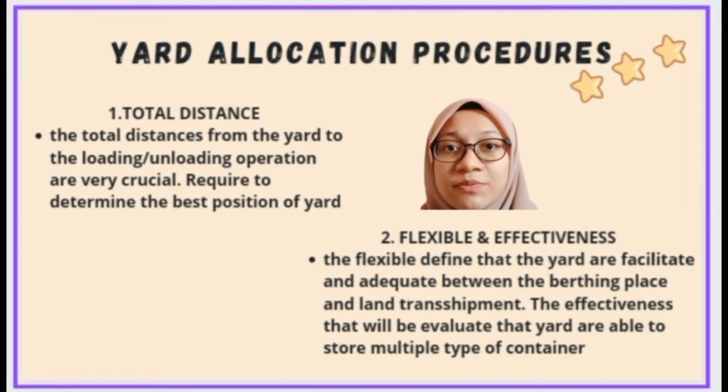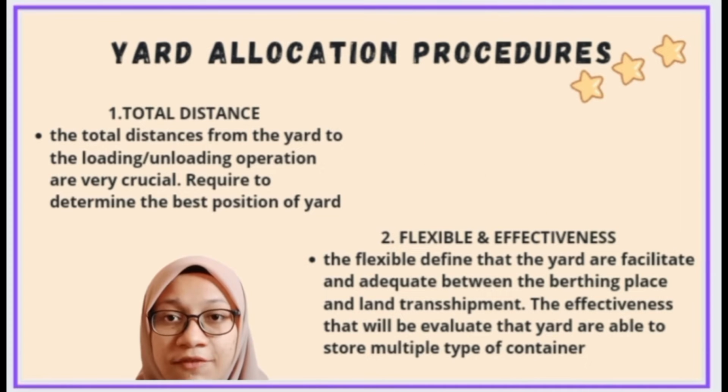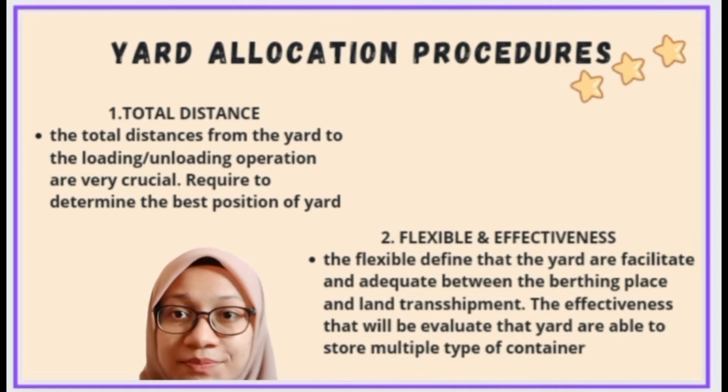For the yard allocation procedures, there are important things to consider. First, total distance. It is required to determine the best position of the yard. The total distance from the yard to the loading and unloading operation and vessel are very crucial. Second, flexibility and effectiveness. Flexibility defines that the yard facilitates exchange between the berthing place and land transshipment. Effectiveness evaluates whether the yard is able to store multiple types of container.